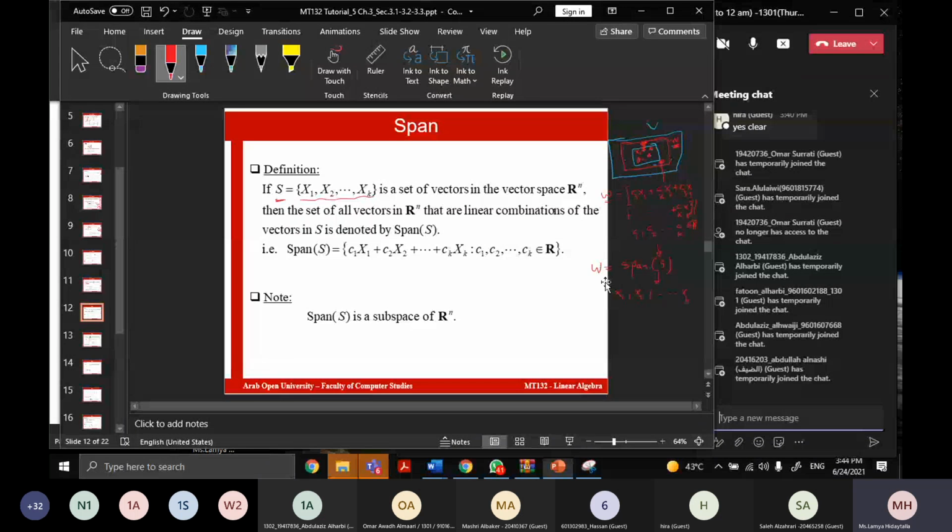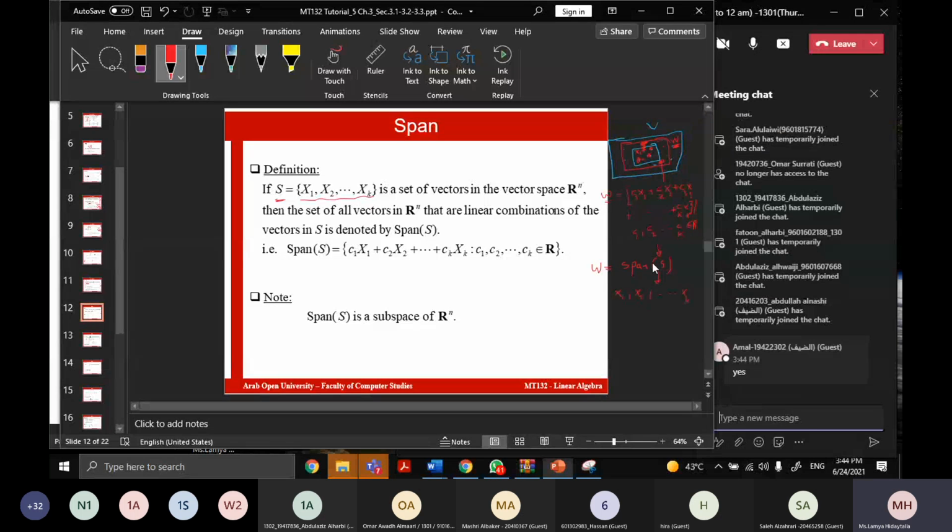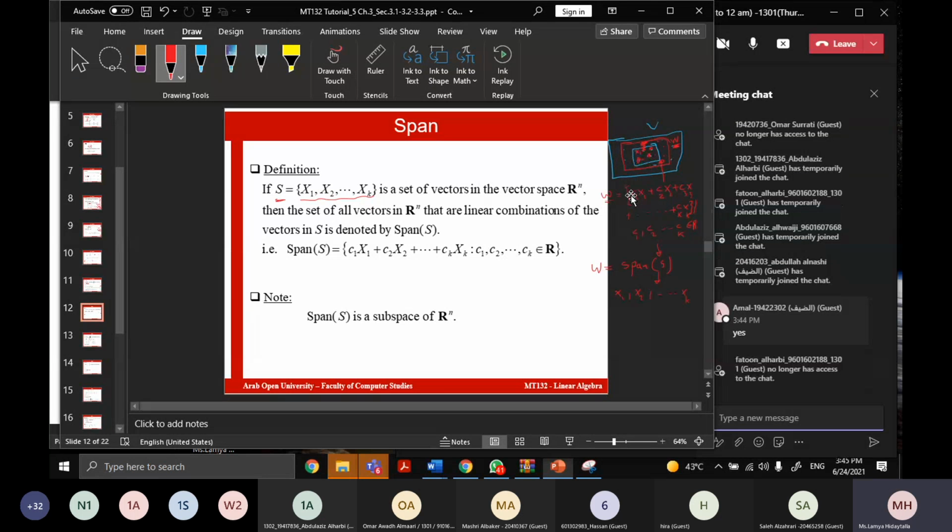So what we call it is span S. Span S, when we say W is span S, means it is the space that is generated by the vectors in S, which are here, by doing linear combinations. How do I generate the set? Every time, I take, how can I generate the set?